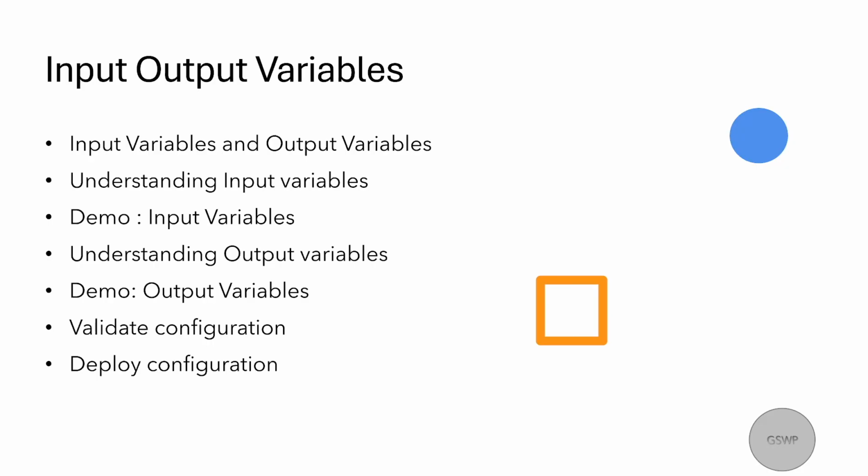Let's go back to the presentation and the summary. We have completed this module where we have learned input and output variables: how to define input variables, what is the use of input variables, and at the same time how to define output variables, what is the use of them, and how we can use output variables in creating other resources. We can see those in the next module which is coming up right after that.